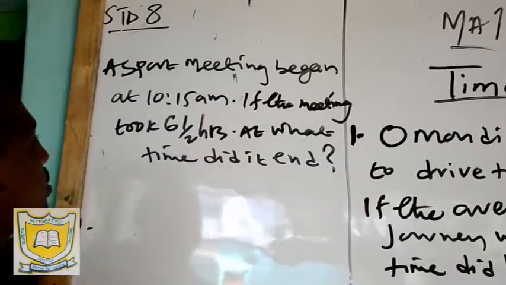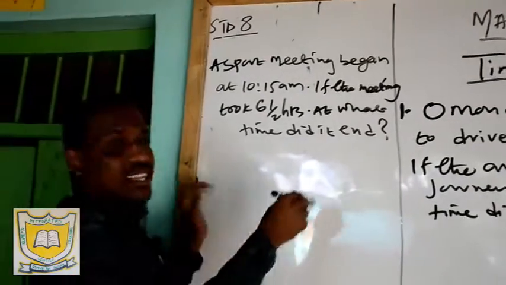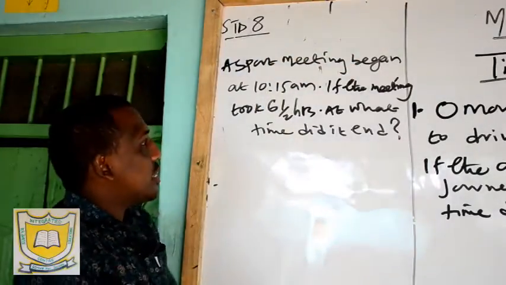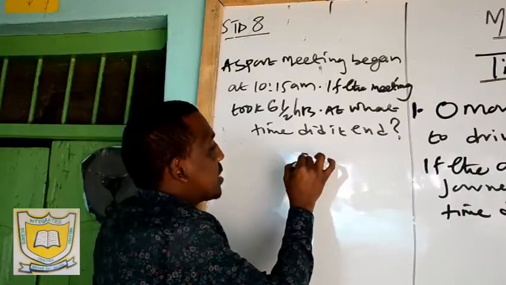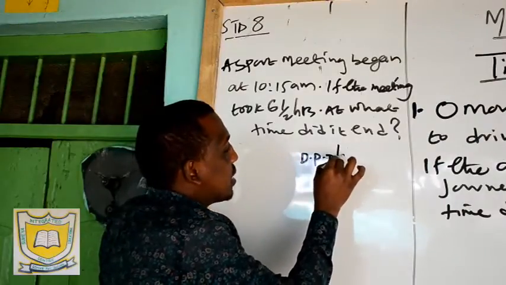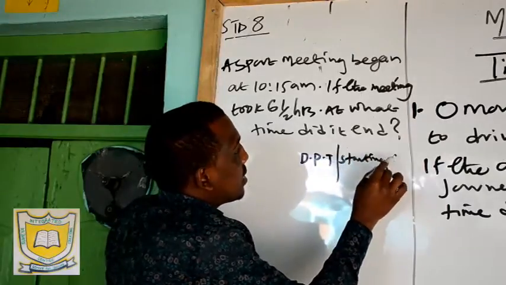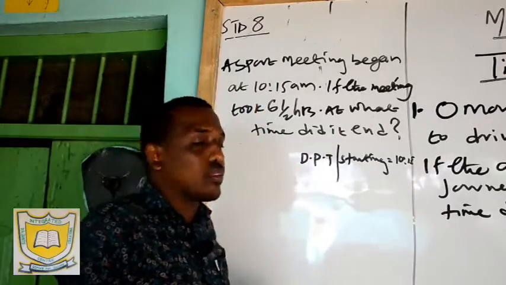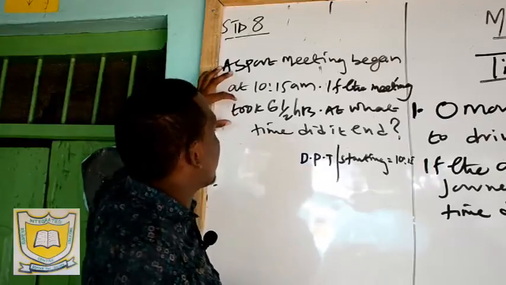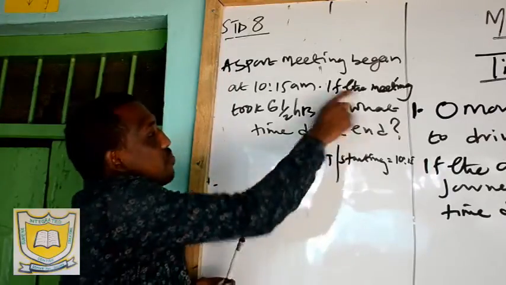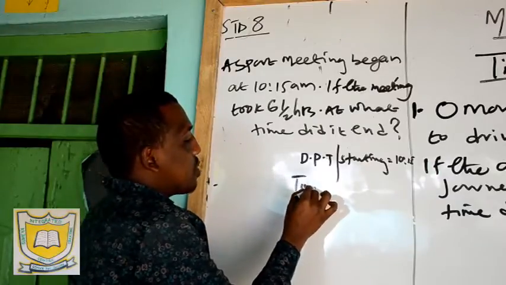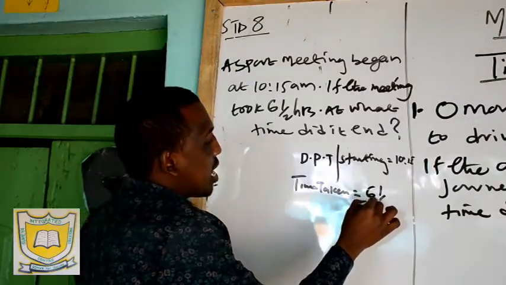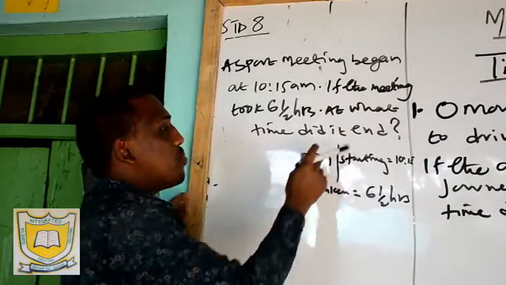Now, you are told a sport meeting began at 10:15 a.m. We list what we have. That is the starting time, the same as the departure time. It started at 10:15 in the morning. If the meeting took, that is the time taken now, 6.5 hours. At what time did it end?